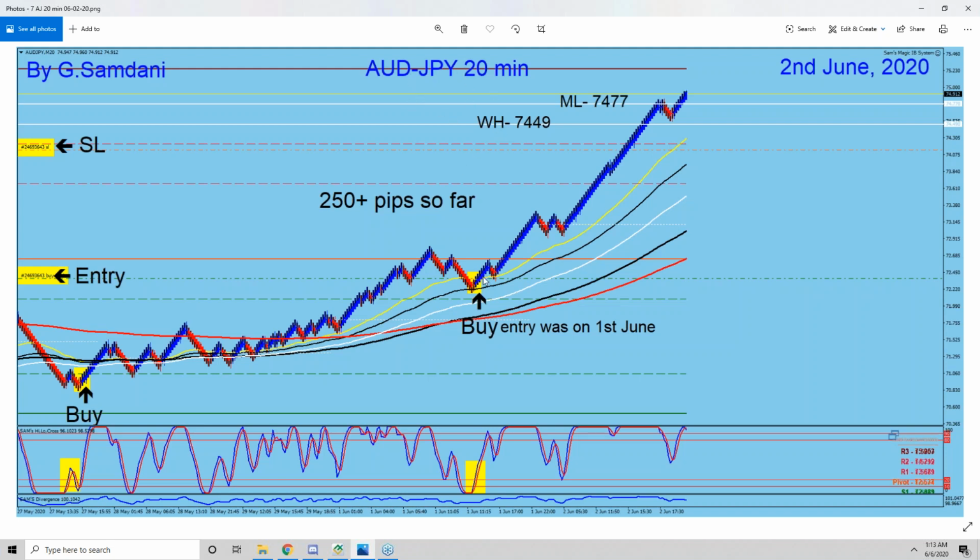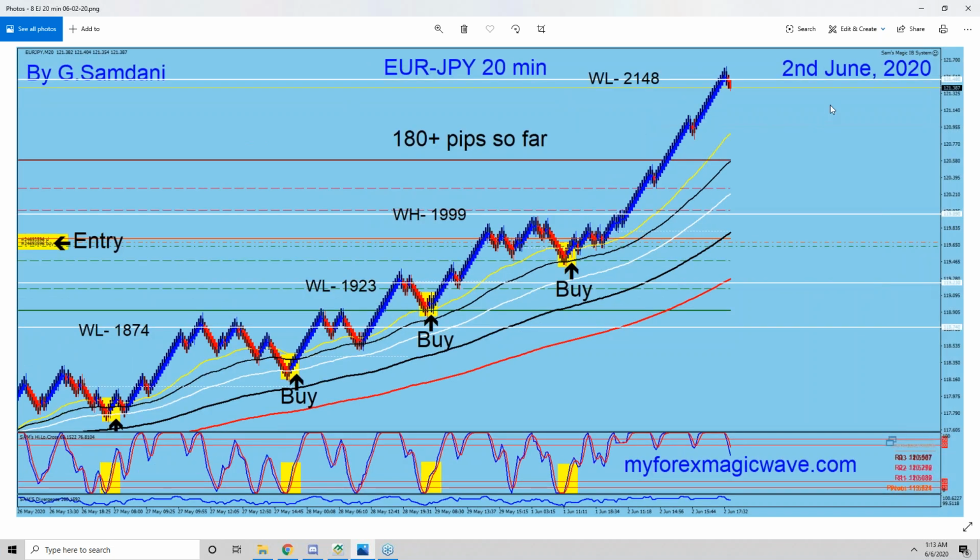So this is what happened as a result of Aussie getting strong and yen getting weaker. 250 pips from here to there. Can you imagine? So this is, and then euro yen. All yen pairs went up because of yen weakness. 180 pips, euro yen. Euro yen, you can see how nicely and beautifully it was trending, and I took all of these trades. And then this one went straight to the upside.